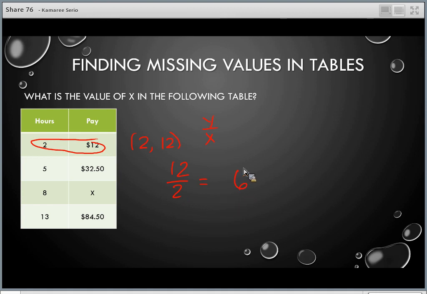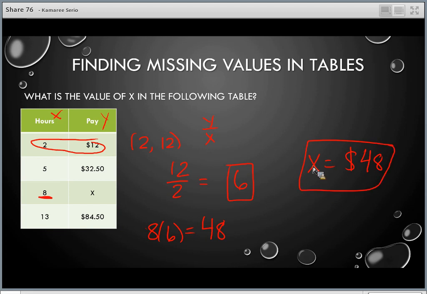Okay, so remember, you take your unit rate. My 6 is my unit rate, and I'm going to multiply it by my x. Remember, this is your x, this is your y. So I have 8 times 6. 8 times 6 is 48, which means that x is equal to $48. All right. So anytime you have your unit rate, multiply it to your x, and you get your y.